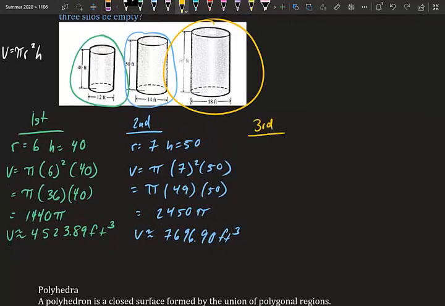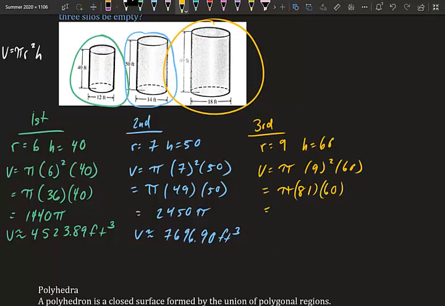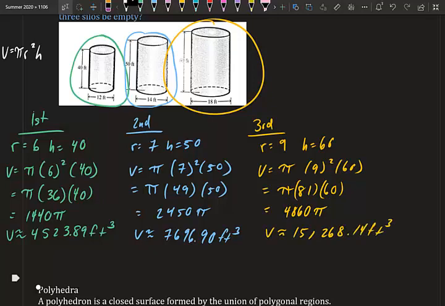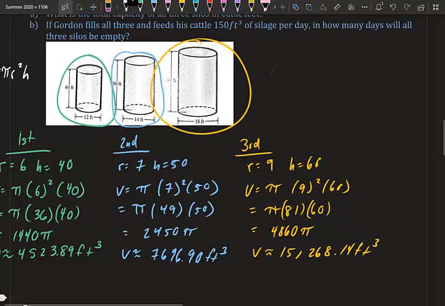Now we find the volume of the biggest one, the third one. Our radius is half of 18, which is 9. Our height is 60. So volume equals pi times 9 squared times 60. 9 squared is 81, and 81 times 60 is 4,860 pi. So the volume is approximately 15,268.14 feet cubed. Alright, we found the volume of each.